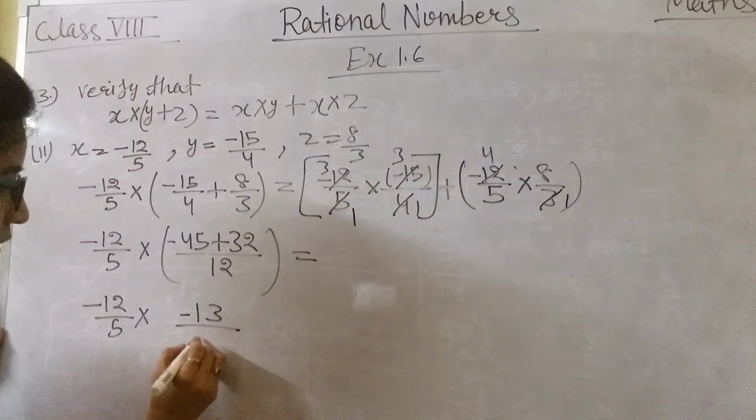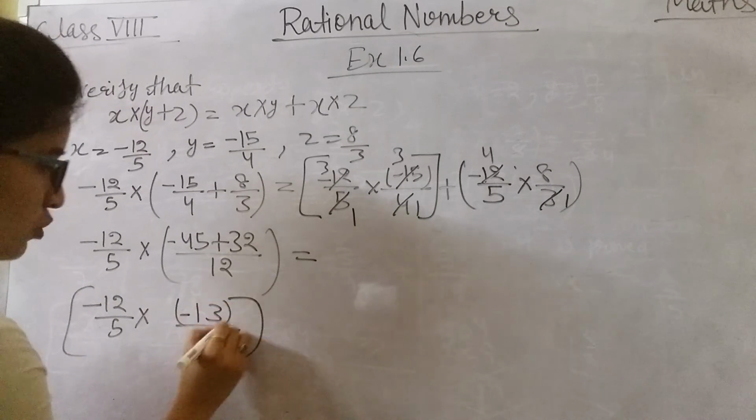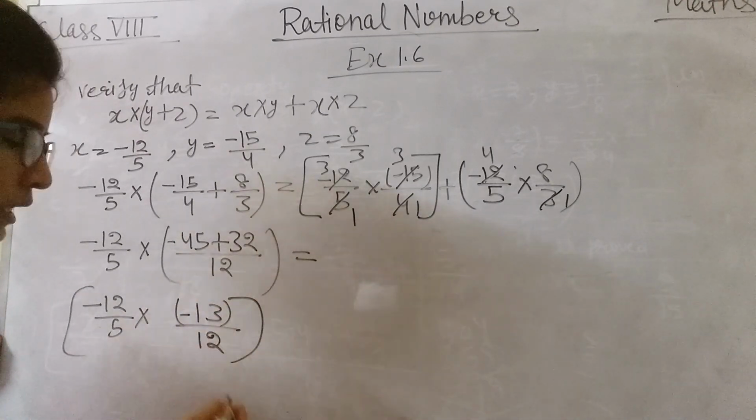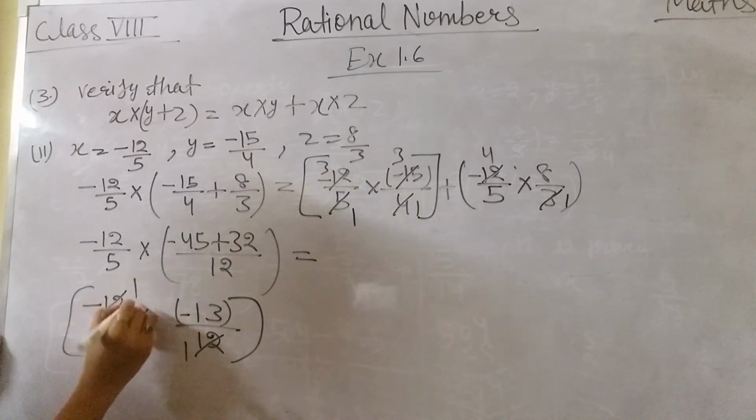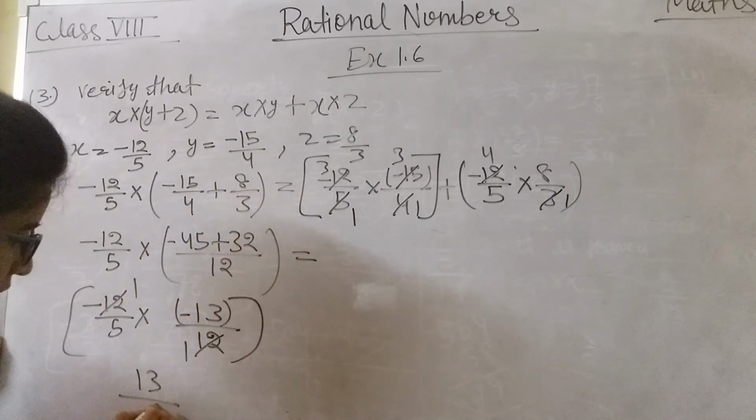It would be minus 13 upon 12. So again we have to check, if we can shorten it, then we will shorten it right here. 12 1 za 12, 12 1 za 12, it would be 13 1 za 13 and 5 1 za 5.